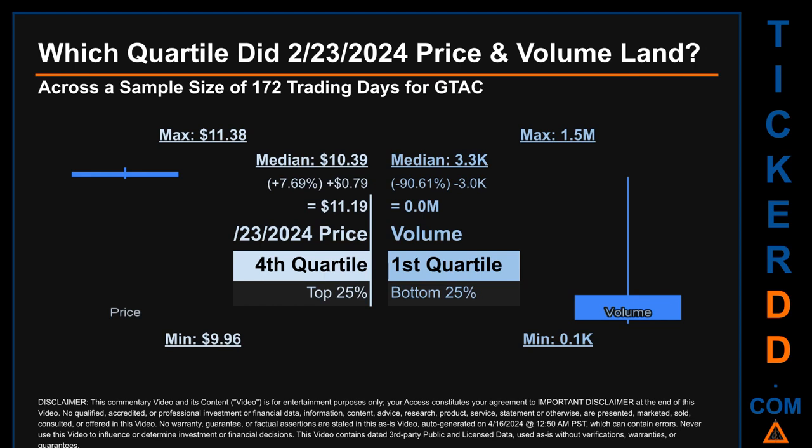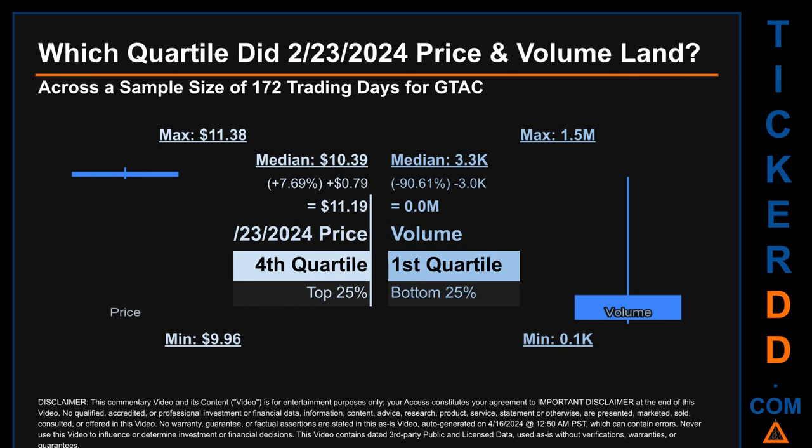Which quartile did February 23, 2024 price and volume land? Across a sample size of 172 trading days, the maximum end-of-day price for GTAC was $11.38 while the minimum was $9.96. Within that price range, February 23, 2024 price, of $11.19, landed within the fourth quartile, meaning that it was within the top 25% of all sampled end-of-day prices.